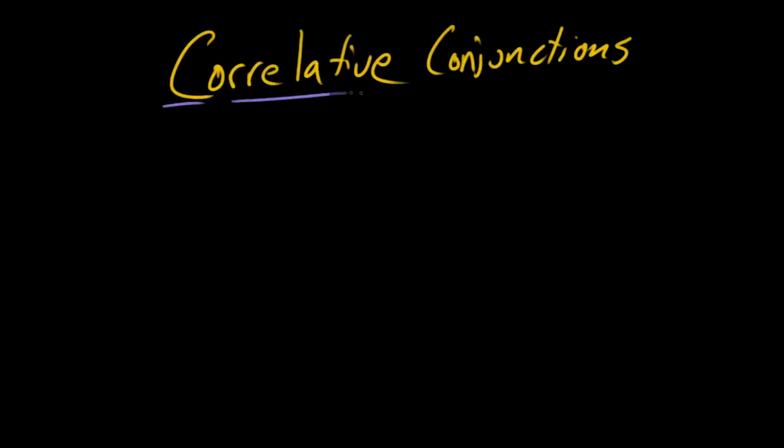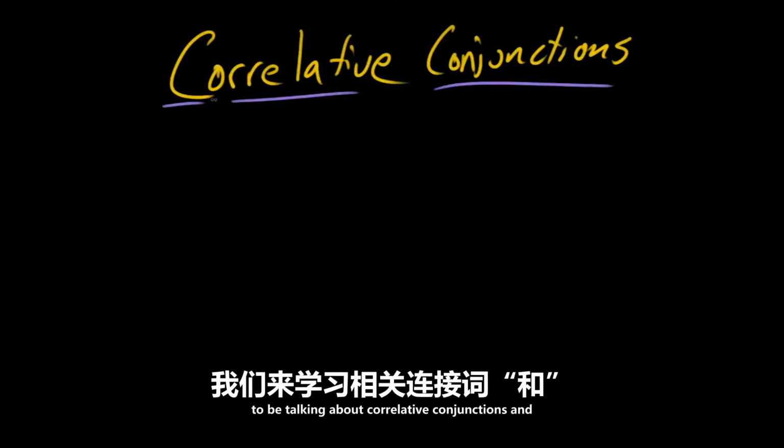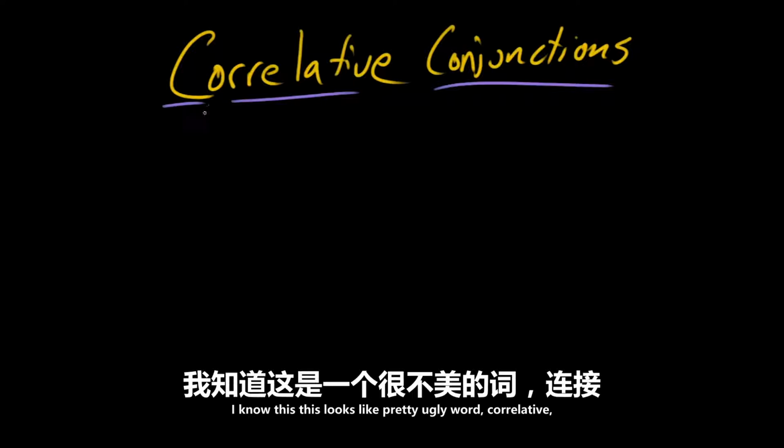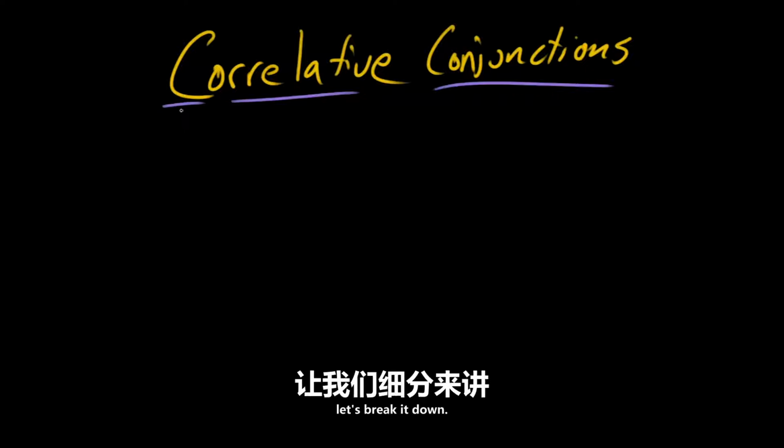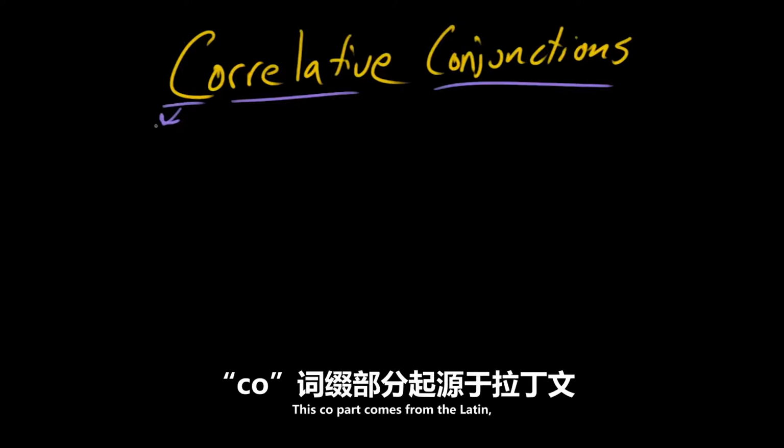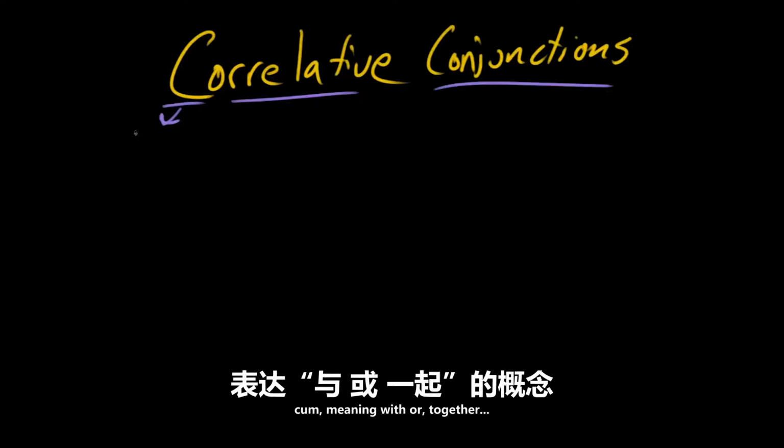Hey grammarians, today we're going to be talking about correlative conjunctions. And I know this looks like a pretty ugly word, correlative, like it's kind of complicated looking, but let's break it down. This co part comes from a Latin com, meaning with or together.